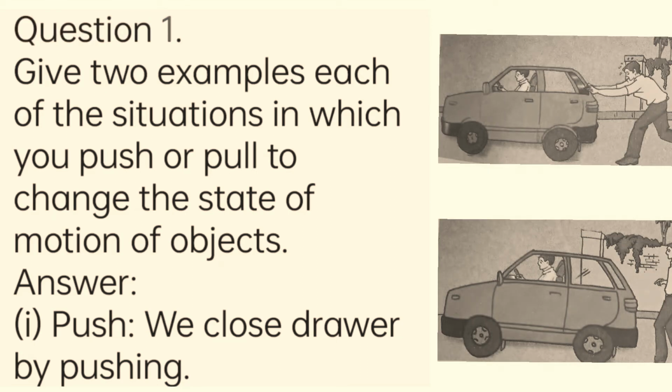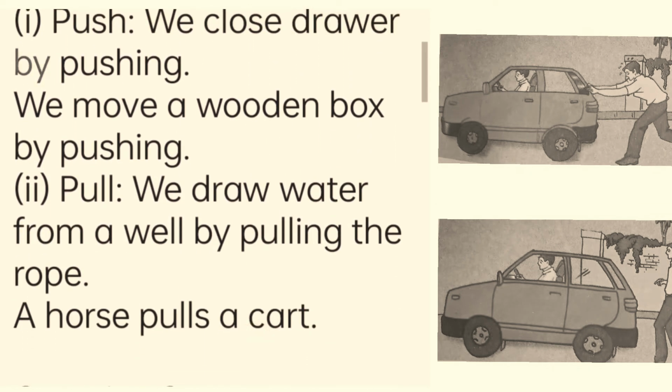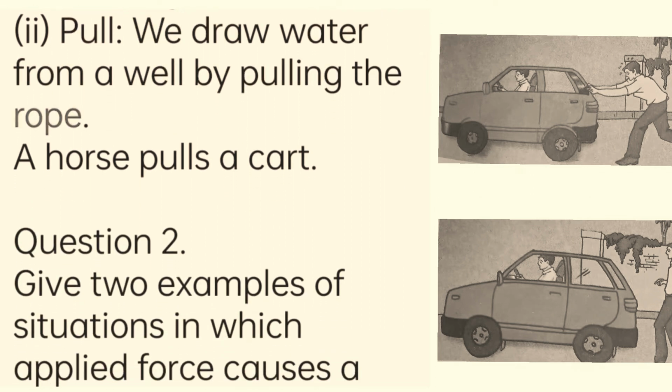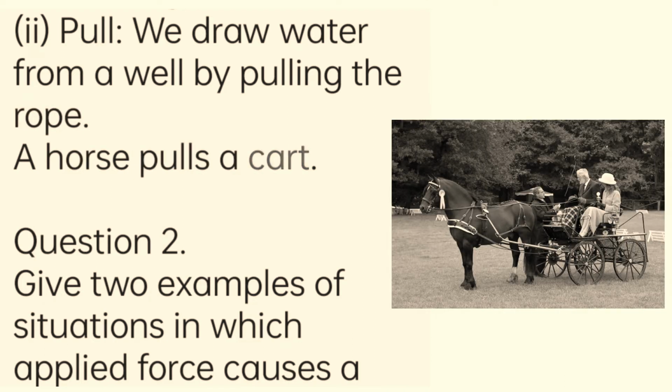Question 1. Give two examples each of the situations in which you push or pull to change the state of motion of objects. Answer. Push: we close a drawer by pushing. We move a wooden box by pushing. Pull: we draw water from a well by pulling the rope. A horse pulls a cart.